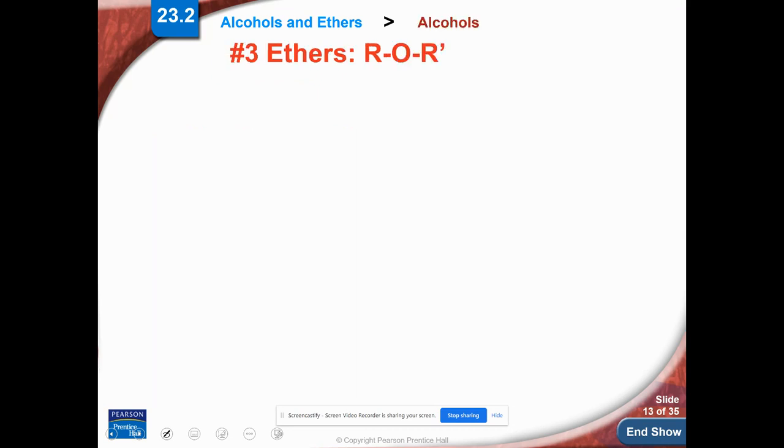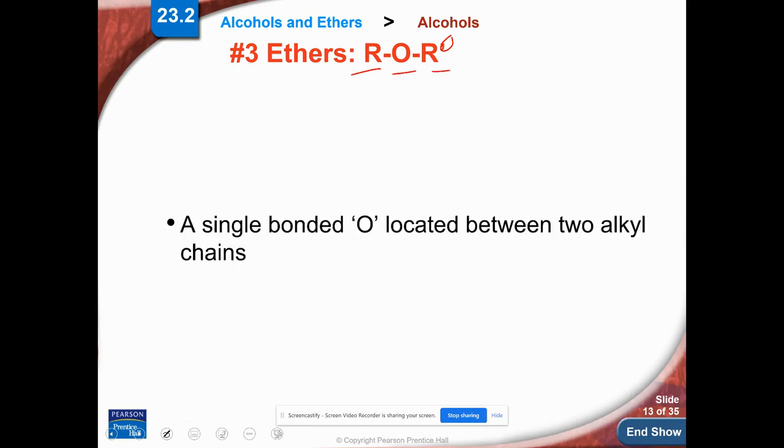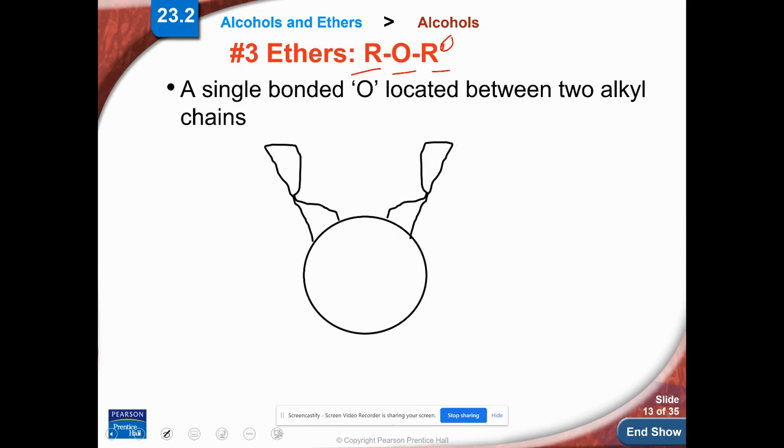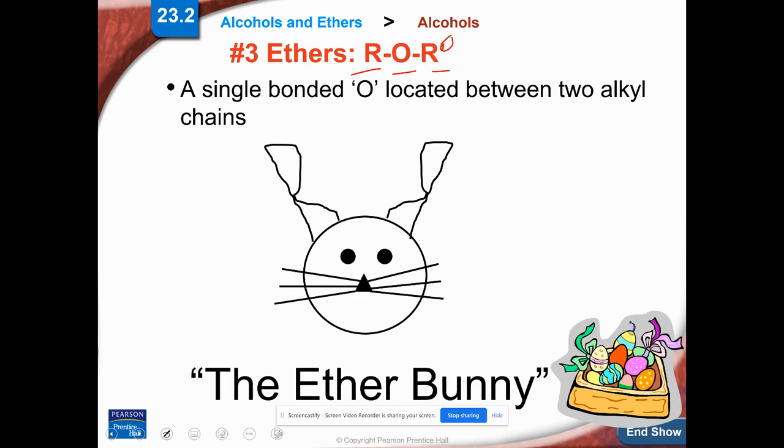So what is an ether? You either get it or you don't. Haha, that's my little chemistry humor. All right, so we have ROR prime. Remember that the little mark means prime. That means I have a carbon chain, an oxygen in the middle, and a carbon chain. So a single-bonded oxygen located between two carbon chains. I usually do this around Easter time, the ether bunny. You either get it or you don't.